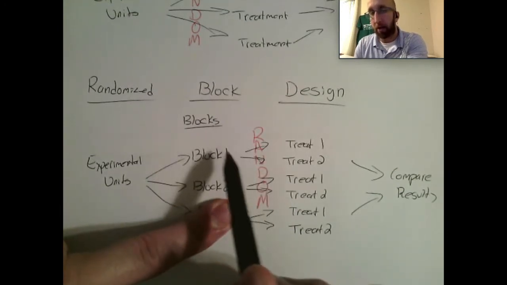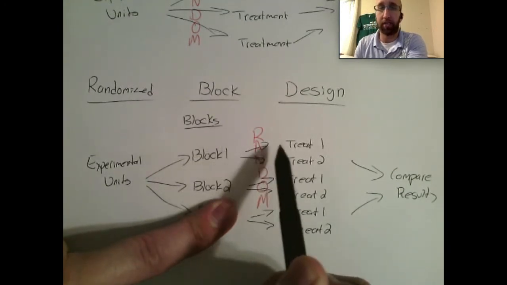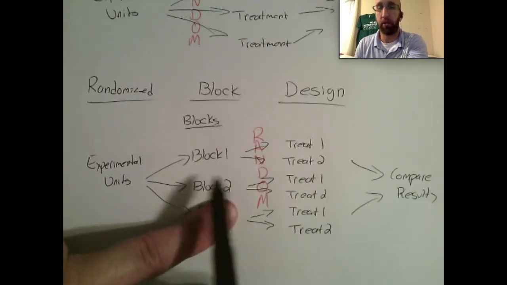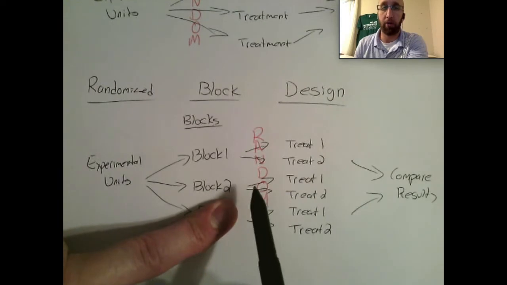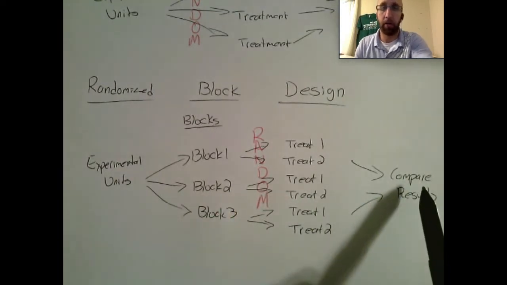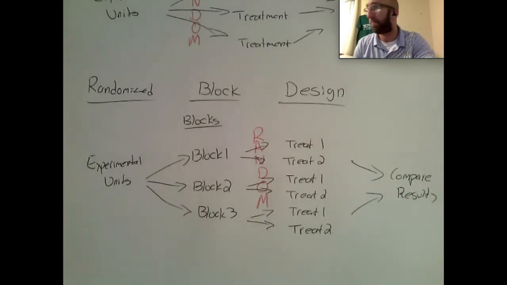Then block 1, my males, I'm going to randomly assign. Some of them get treatment 1, some of them get treatment 2, compare results. My females, some of them are going to be randomly assigned treatment 1, some are randomly assigned treatment 2, compare results. Okay, can go another way.